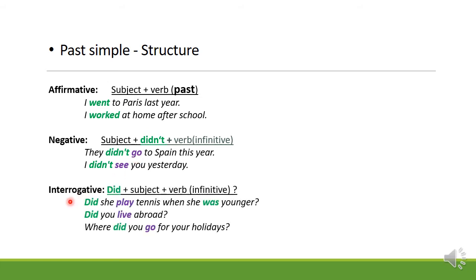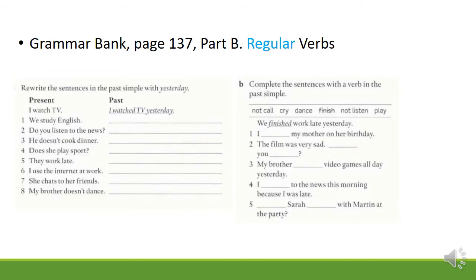If you want to write interrogative sentences, you will start with the auxiliary did, the subject, and the verb in the infinitive form. Did she play tennis when she was younger? Did you live abroad? Where did you go for your holidays? Auxiliary, subject, and verb. This is the way we write questions.